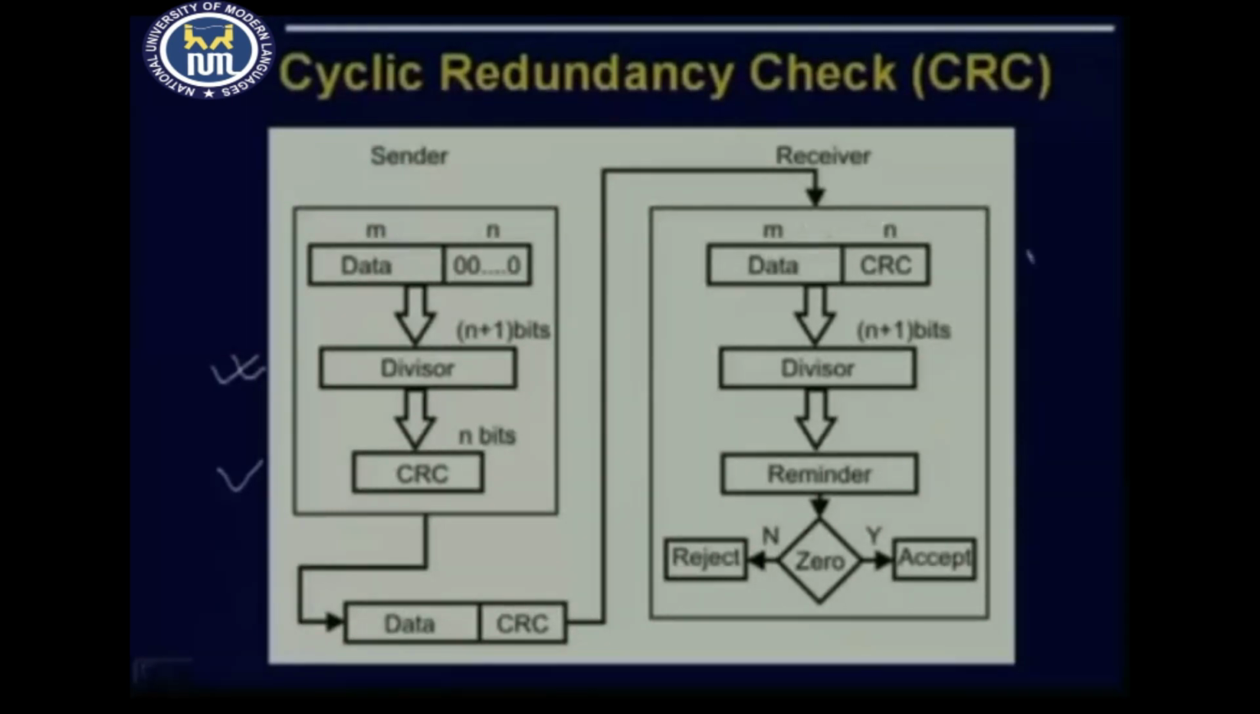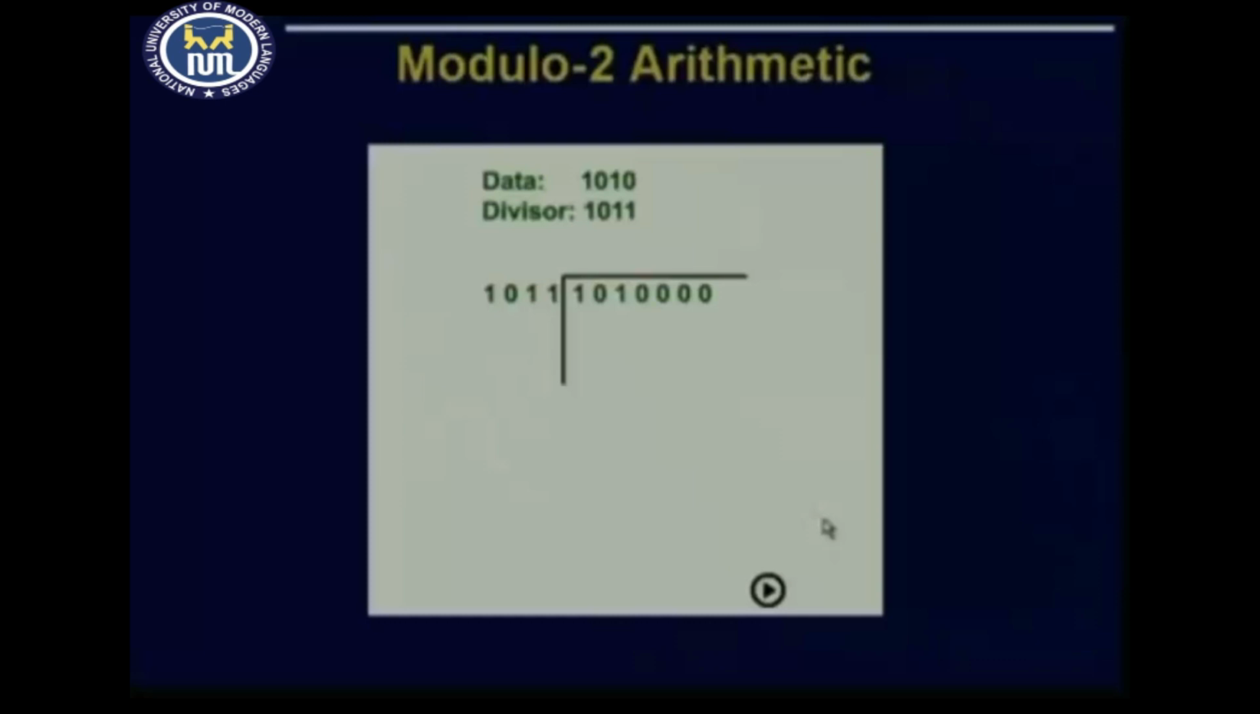At the receiving end, the receiver receives the m plus n bits, data plus CRC. It is again divided by the divisor. As we have already said, the divisor has to be known by both the receiver and the transmitter. After division, it generates a remainder. If the remainder is 0, then we accept the data as correct data, else we reject the data. And this is based on modulo 2 arithmetic.